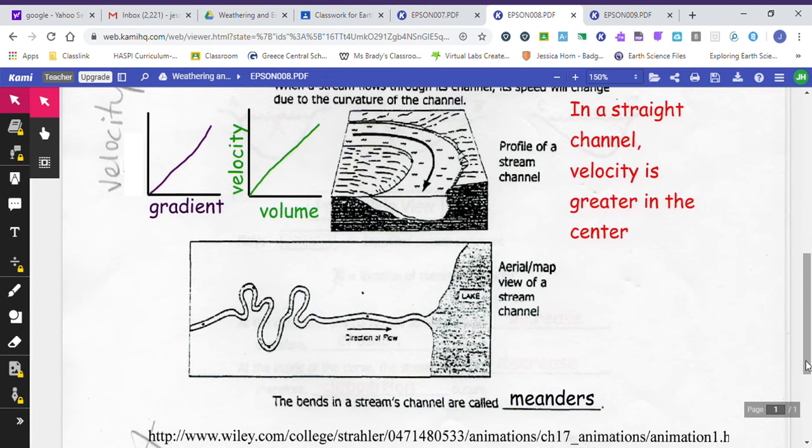Okay. Here is an overhead view of a river. So if we were to see this on a map, this is what we'd be looking at. And I need you to remember the word meander. A meander is all of these really cool curves. Here's one, here's one, here's a big one, here's another meander, and here's another meander. The meanders are just the bends in the river. Okay, meander is a bend in the river.